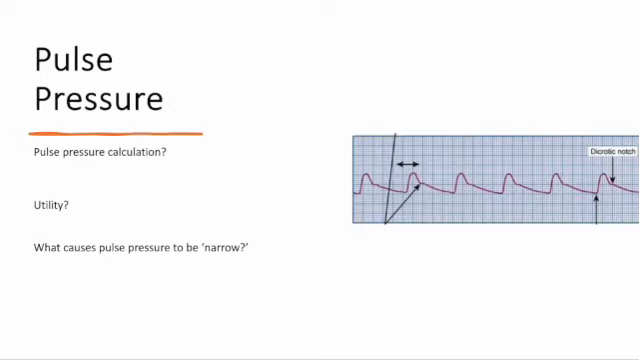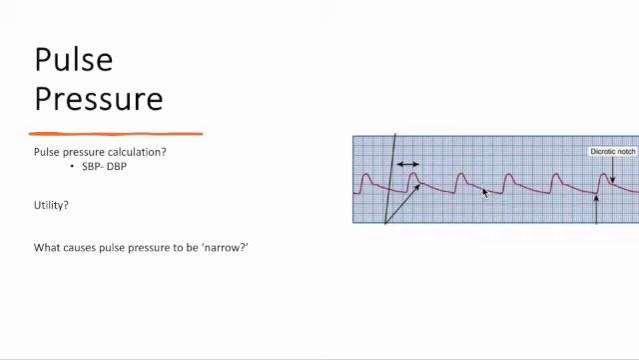Very briefly touch on pulse pressure. So how do we calculate pulse pressure? Pulse pressure is a simple calculation. It's just the systolic pressure minus the diastolic pressure, so the difference between the peak of systole and the nadir of diastole. So what is the utility of pulse pressure?